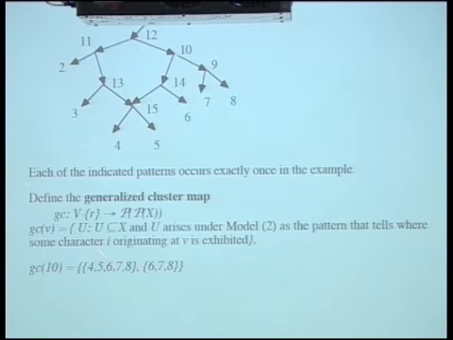So I'm going to talk about a generalization of the cluster map. The generalized cluster map, given any vertex, lists all the patterns that might arise when something is inherited, possibly at any hybrid vertex. So G of 10 is the collection of both {4, 5, 6, 7, 8} and {6, 7, 8}.